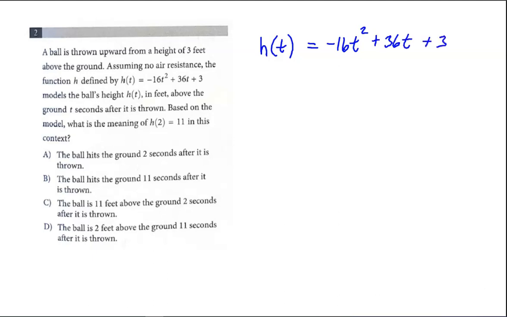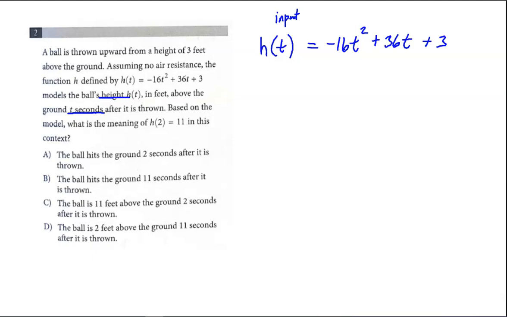And the t, right, what's right here? This is the input. And h, whatever h ends up being, is the output. So we can put different t values in and get different answers. And it says right here that the height is h, and t is the seconds. So we can input a time and figure out the height of this ball.